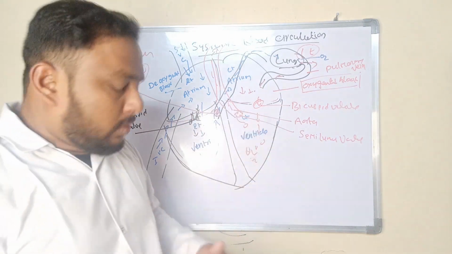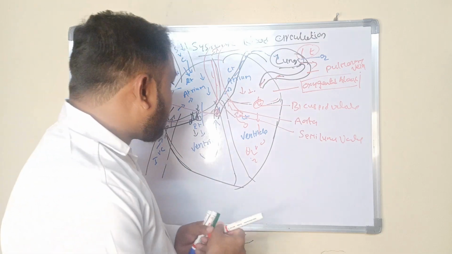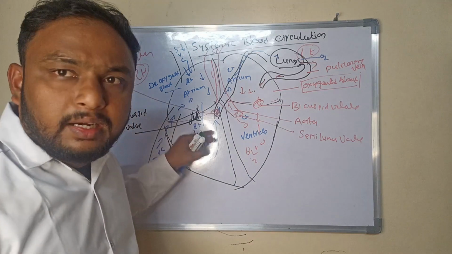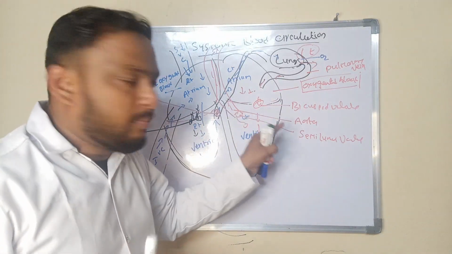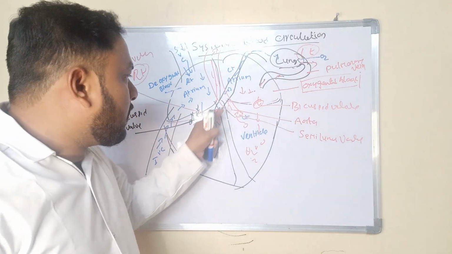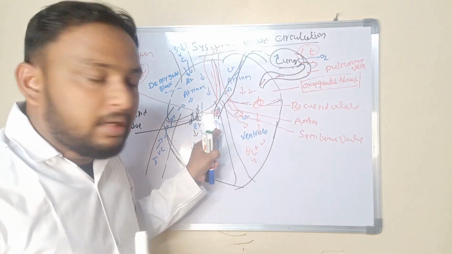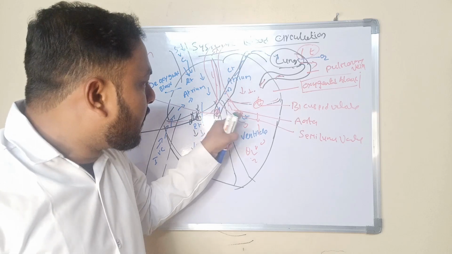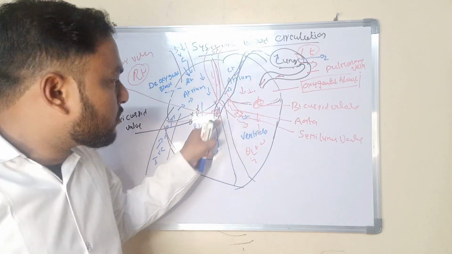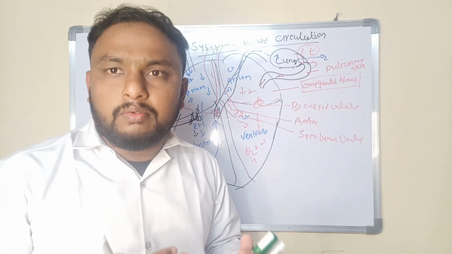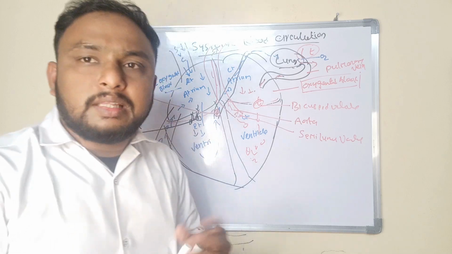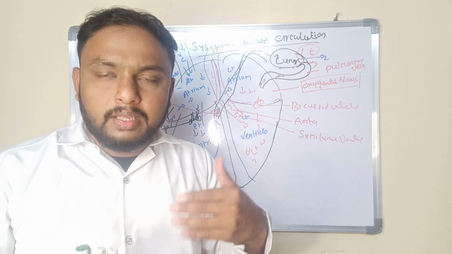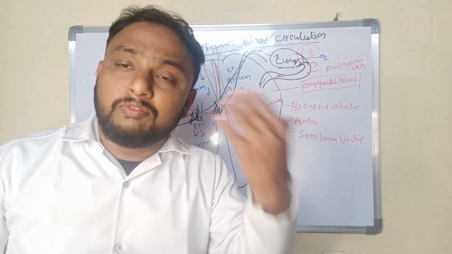So we have seen a total of 4 valves: between the atriums and ventricles, tricuspid on the right, bicuspid on the left, and there are 2 other semilunar valves. One is at the pulmonary artery, another at the aorta. What is the main use of these valves? These will stop the regurgitation and reflow.